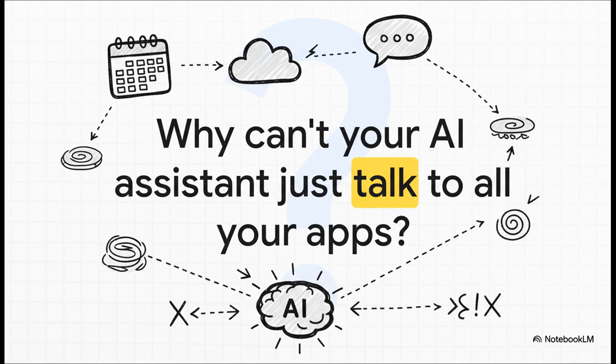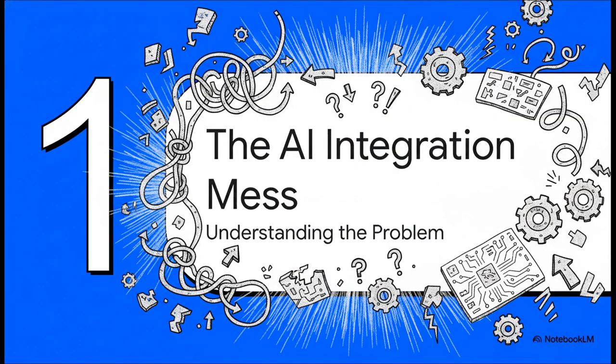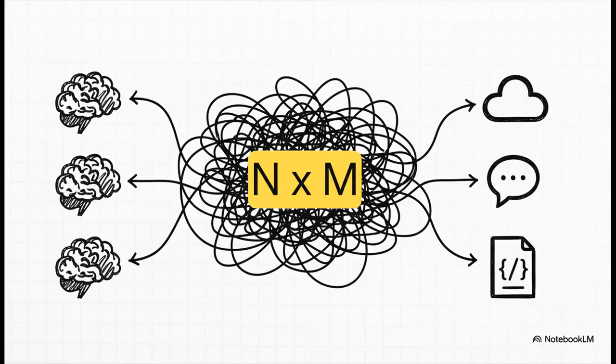So, to really get why this new solution is such a big deal, we have to look under the hood at the problem itself. For years, any developer trying to connect an AI to anything has been dealing with what can only be described as a complete and utter mess. In the dev world, they call this the N by M problem.